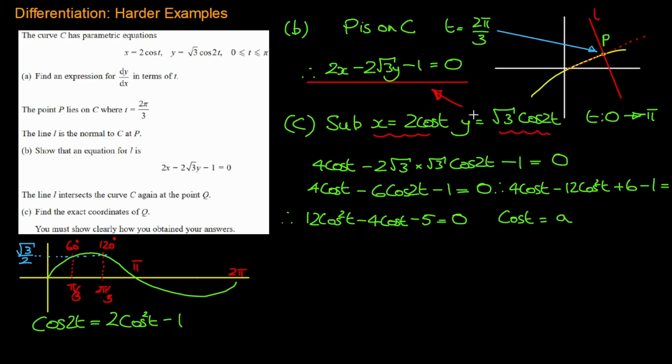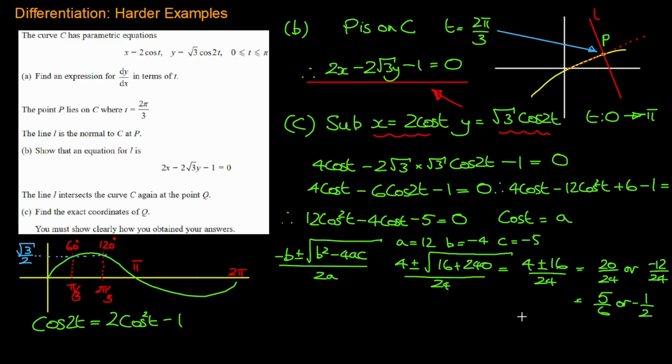Given that one of the solutions we're expecting to find is 2 pi by 3, I think it will be hopeless to try to guess the solutions of this quadratic equation, so I'm going to go straight into the quadratic formula, where we've got a is equal to 12, b is equal to negative 4, and c is equal to negative 5. There's the arithmetic of using the quadratic formula. You could, of course, put that into a calculator and get these results back. So we've got the fact that cos t is equal to 5 over 6, or cos t equals negative a half.